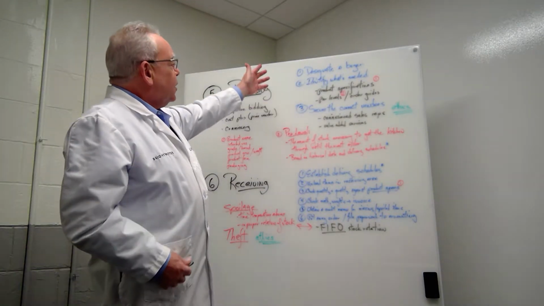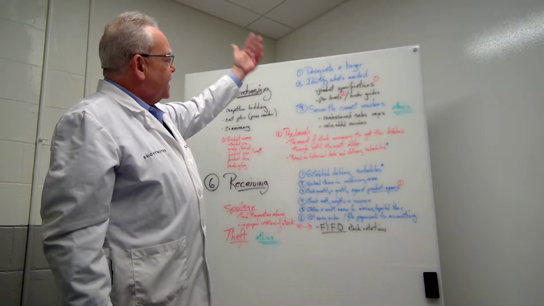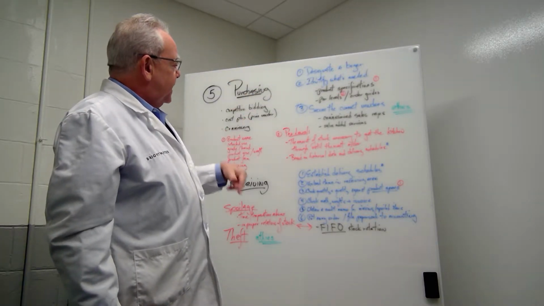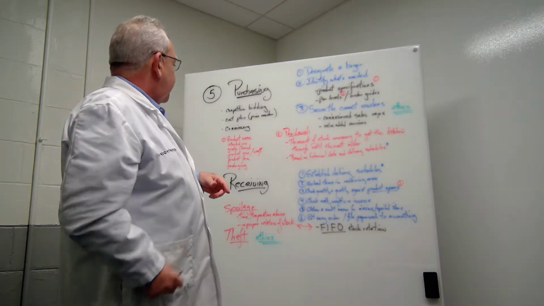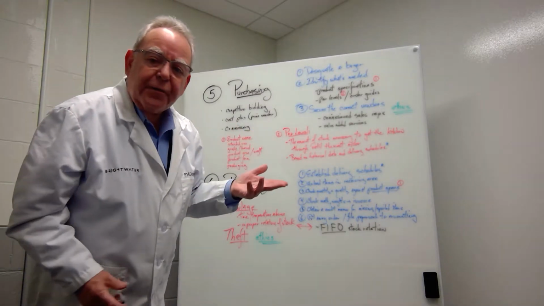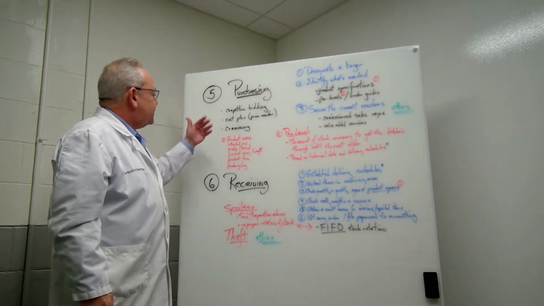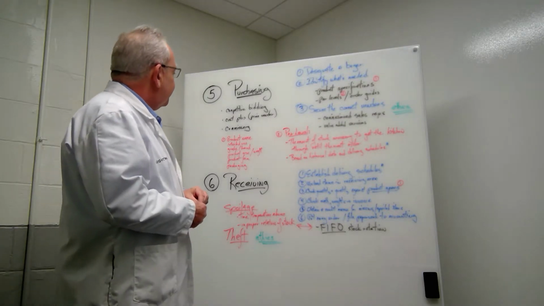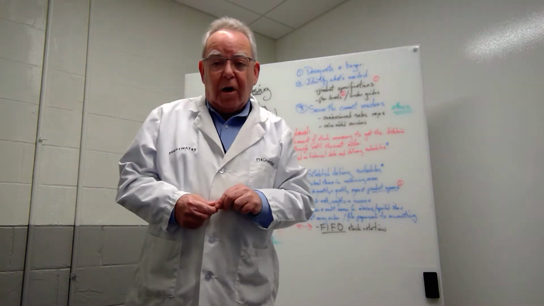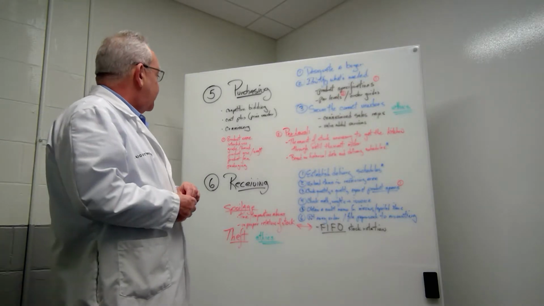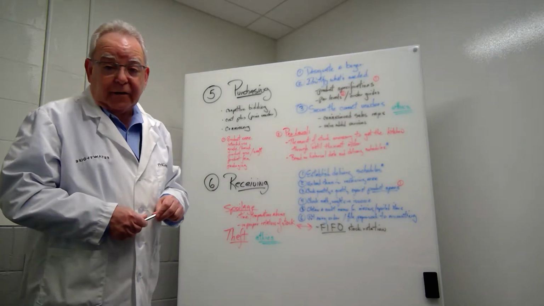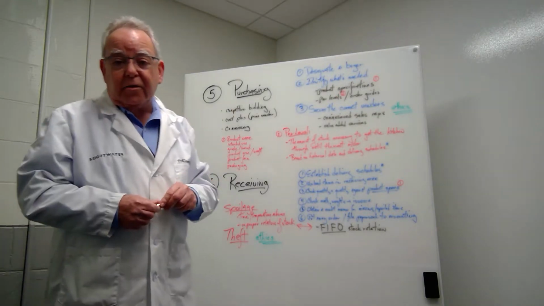So we've identified the 3 steps: designate a buyer, identify what's needed, and secure the correct vendors. When you look at the overall methods of purchasing, it basically breaks down into 3 different types. One is called competitive bidding, one is cost plus, and one is commissary. Competitive bidding goes like this.